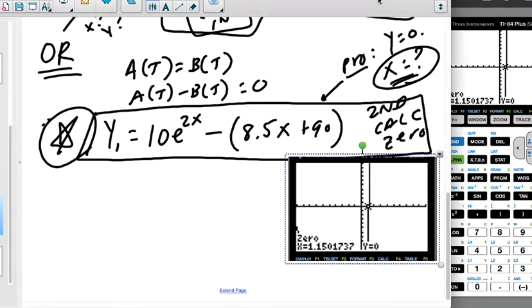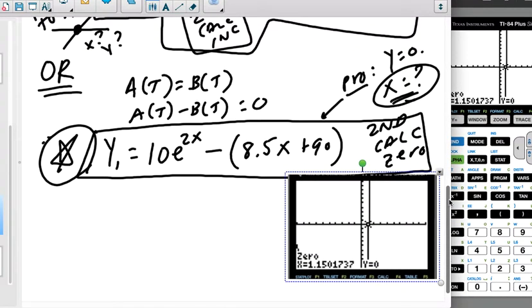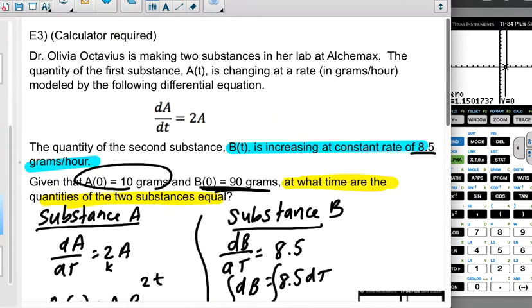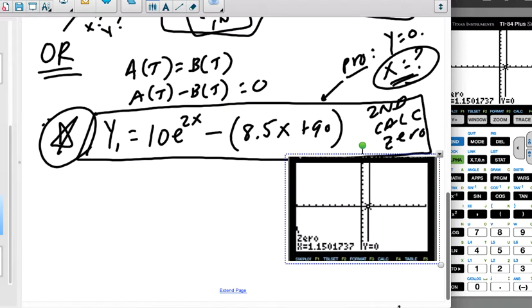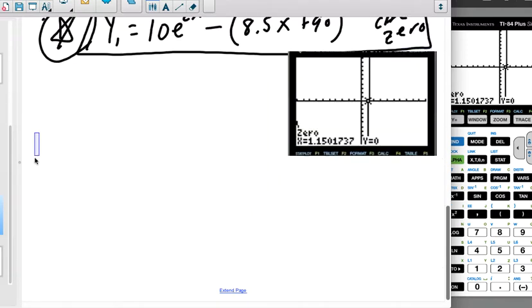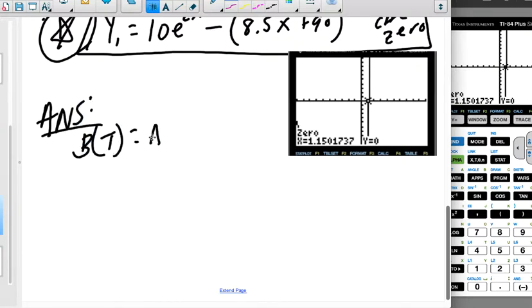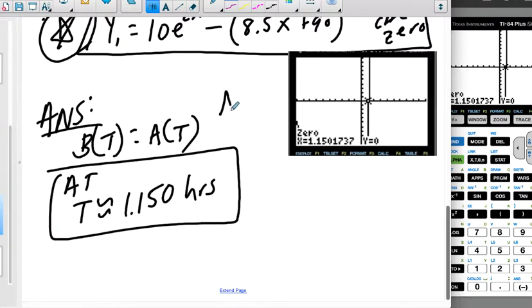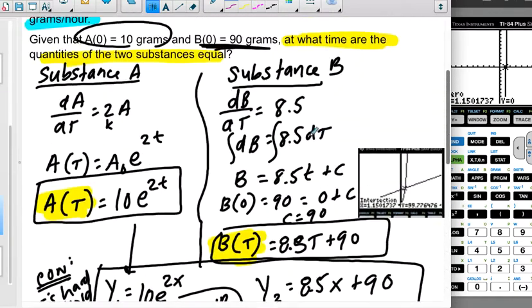So if you look, in either case, I get that we're talking 1.150, and my time in this problem was measured in hours. So the answer: my answer was that b of t equals a of t at t is approximately 1.150 hours. And you should communicate that this is what you're looking for. That's an important step to communicate, that you're looking for where the two substances are equal.